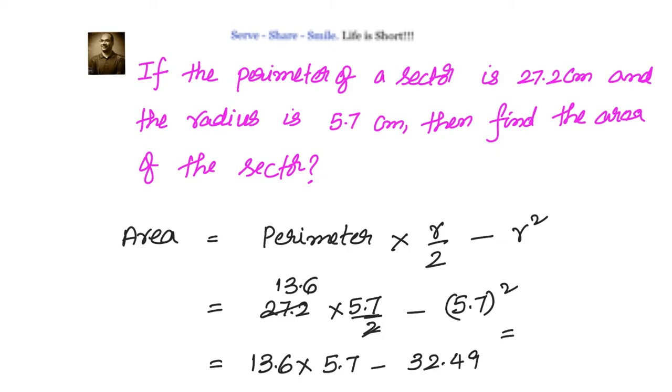After simplification, we will have 77.52 minus 32.49, which is equal to 45.03 cm square.